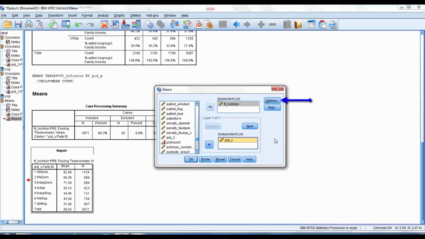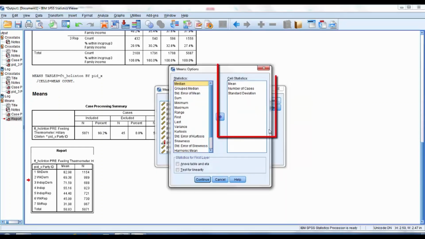Now you could run this and end up fine. There is, however, one thing that I recommend. When you go to Options, you'll notice by default, SPSS will give us the mean. We want that. Number of cases, you always want that. That provides information about your data set. And it will also provide the standard deviation for each value of the independent. This can be confusing when you're first starting to learn to do analysis.